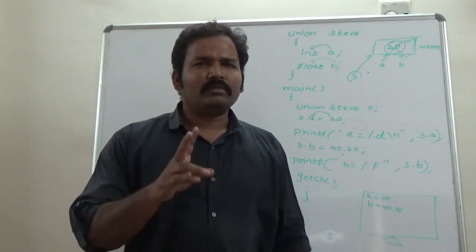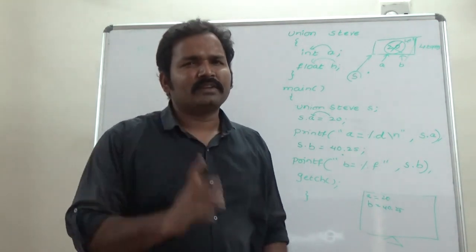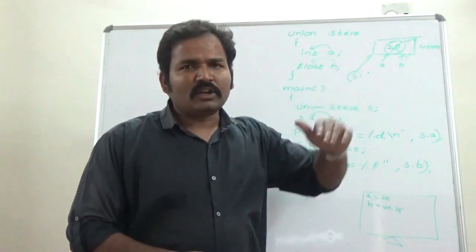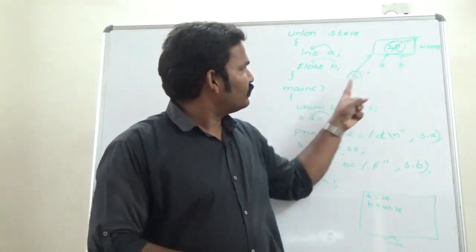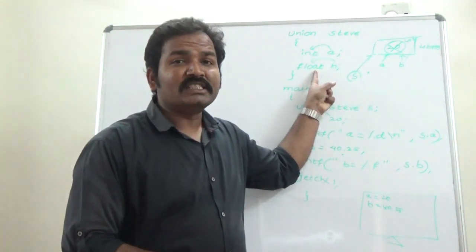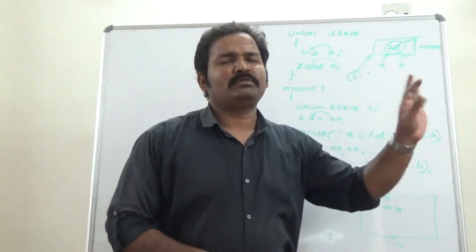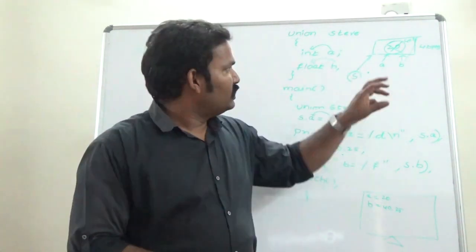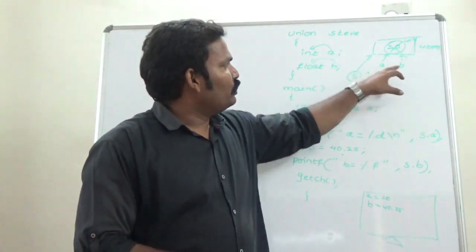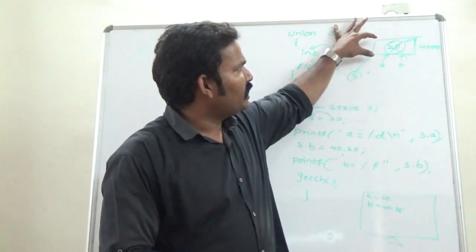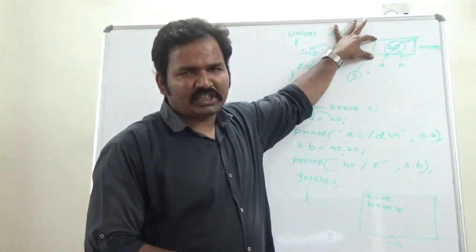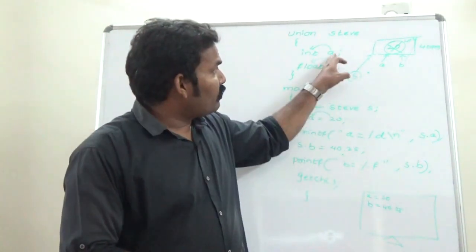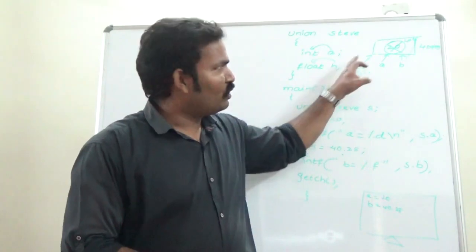Here we have to remember two points. What is the first point? For union members, individual memory is not allocated. Only the largest member's memory is allocated. So here only 4 bytes of memory will be allocated for these two members. That means all the union members share a common memory location. That is the reason initialization of all the union members at a time is not possible.